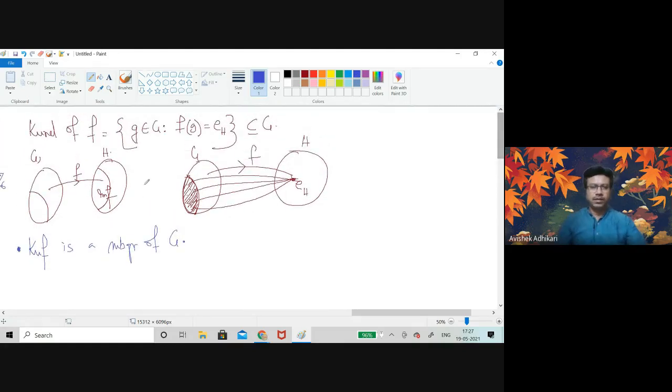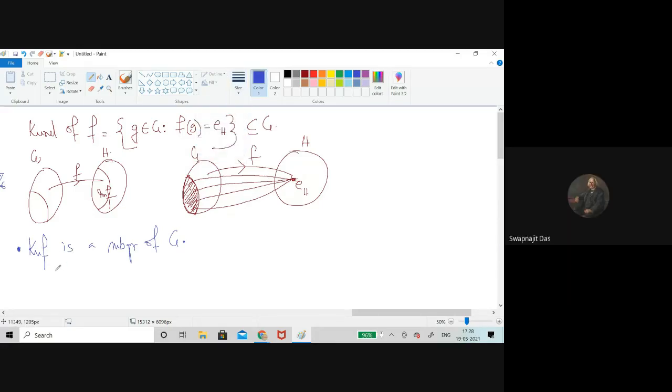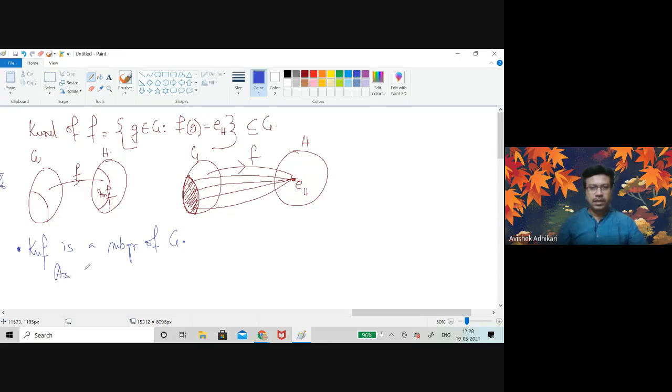How will you prove that? Step by step. Tell me how. Very good, non-empty. How? Sir, identity must go to identity. So as f of e_G equals e_H, that means e_G follows this rule. That implies e_G belongs to the kernel of f. That implies the kernel of f is non-empty.